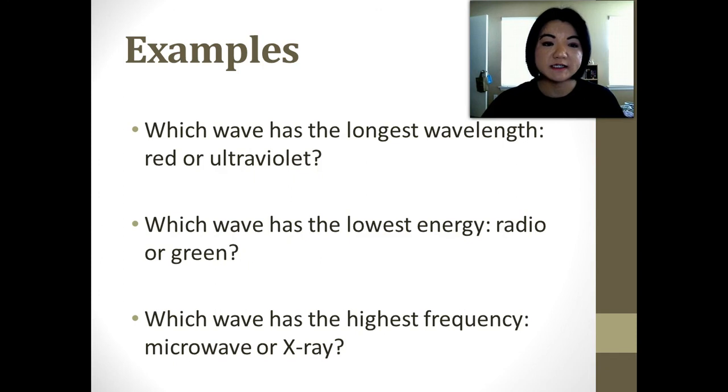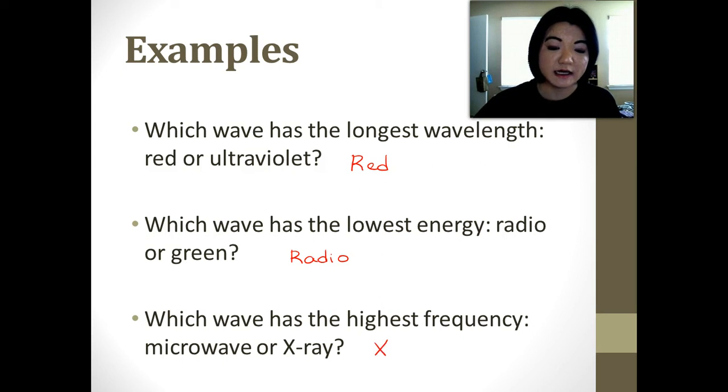Alright, so let's look at some examples. Which wave has the longest wavelength, red or ultraviolet? If you have to turn to the picture, go ahead and do so. You should be able to see that the red waves are the longer wavelengths. Which wave has the lowest energy, radio or green? It will be radio. And the last one, which wave has the highest frequency, microwave or X-ray? This one would be X-ray.